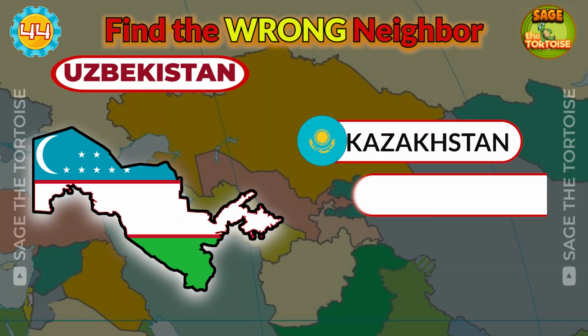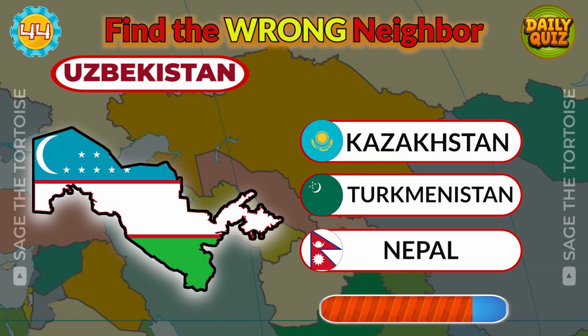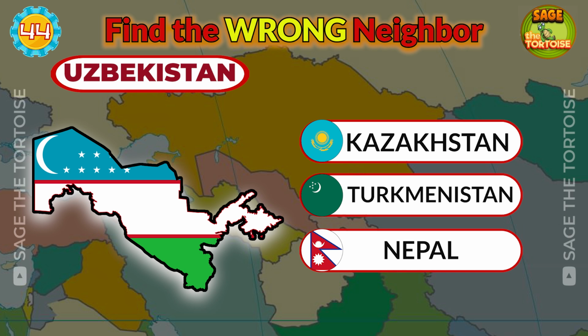Uzbekistan borders Kazakhstan, Turkmenistan, and Nepal. Which one is wrong? The answer is Nepal.